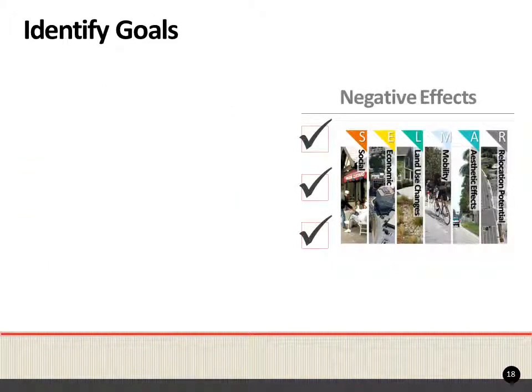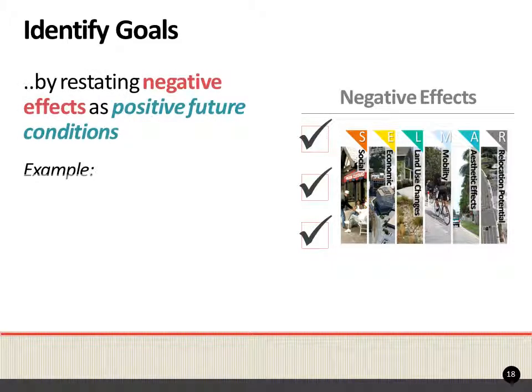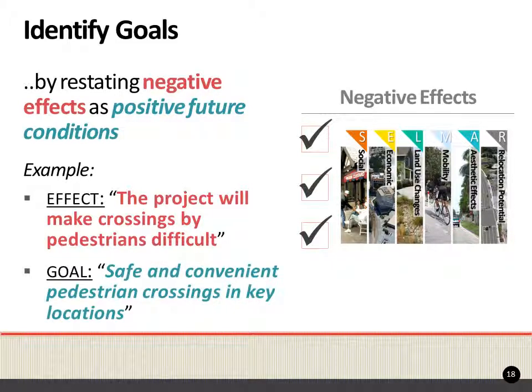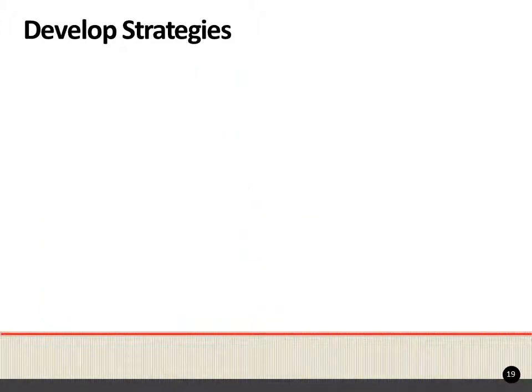From the list of negative effects, take each and restate it as a positive future condition or goal. For example, "the project will make crossings by pedestrians difficult" could be stated as "safe and convenient pedestrian crossings in key locations." This generates a goal statement that will help later when you are measuring the effectiveness of your problem-solving strategies. Next, begin devising strategies aimed at resolving the negative effects.